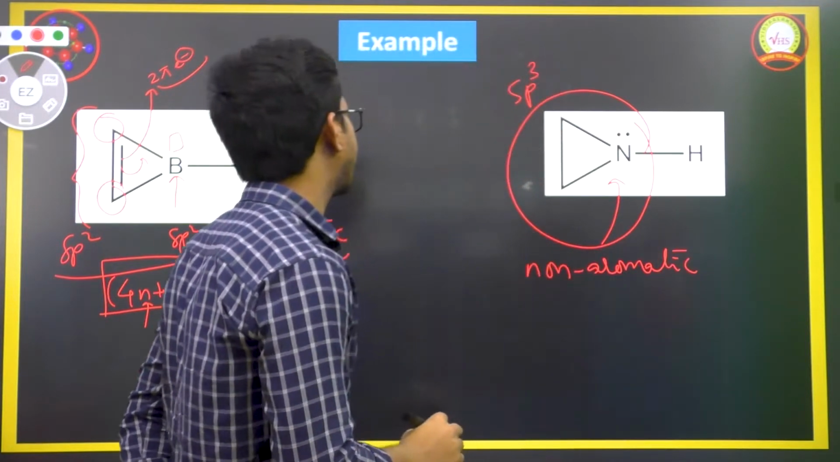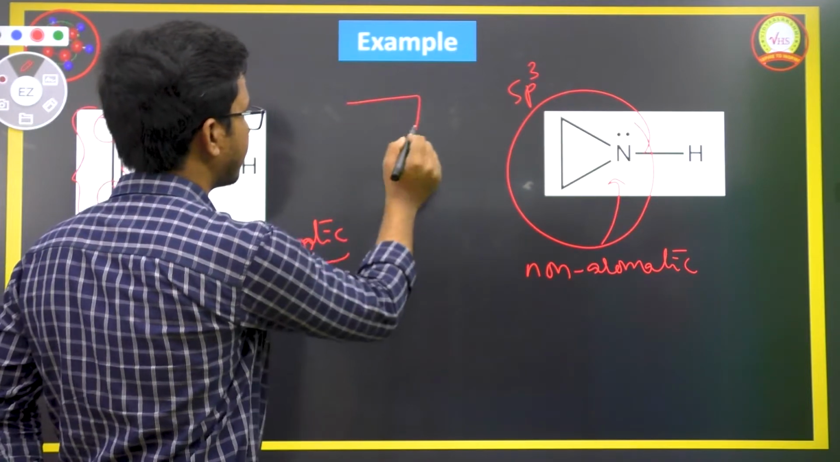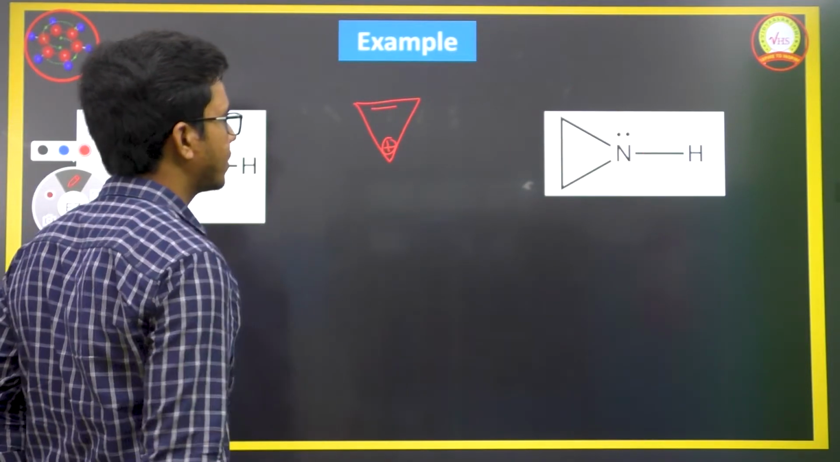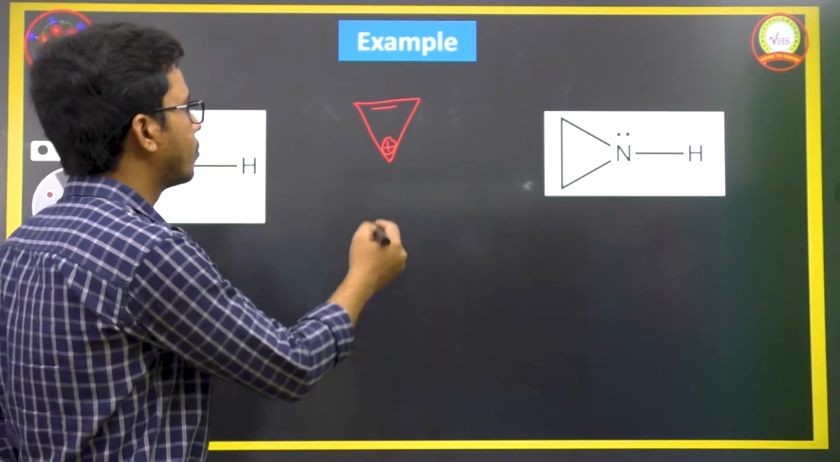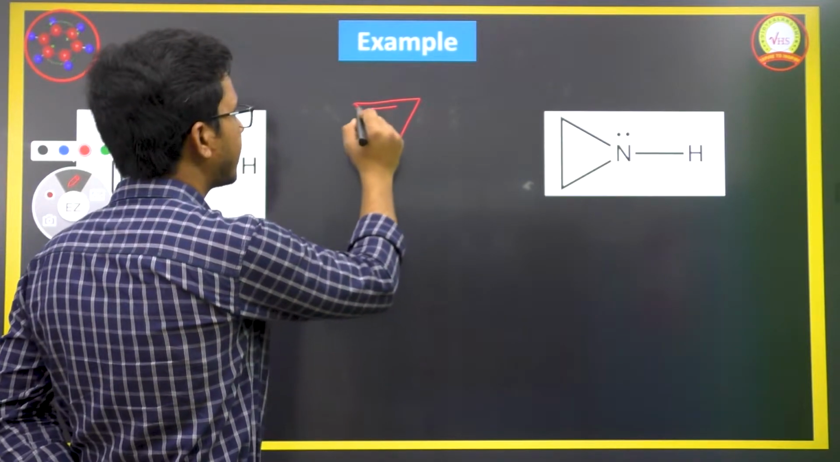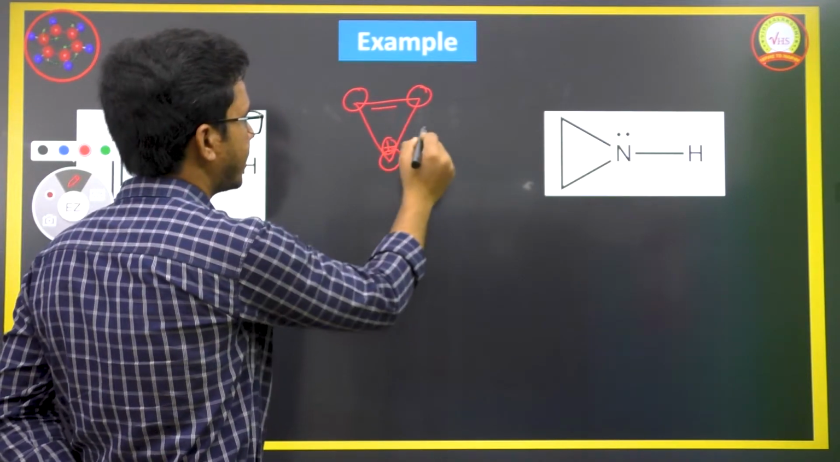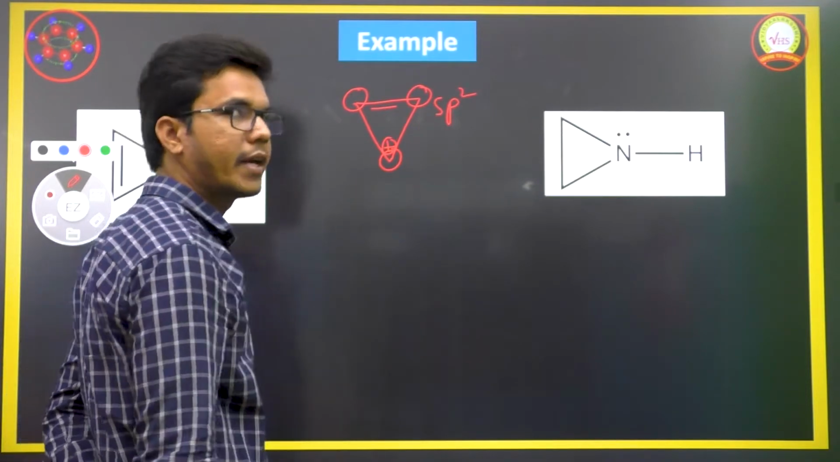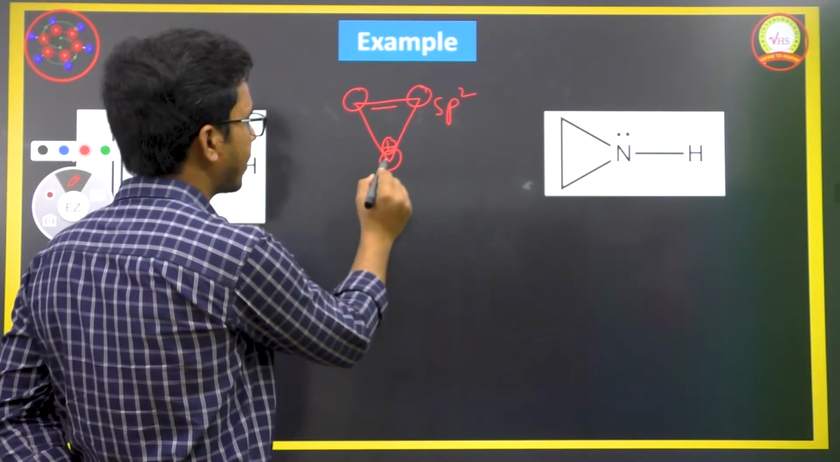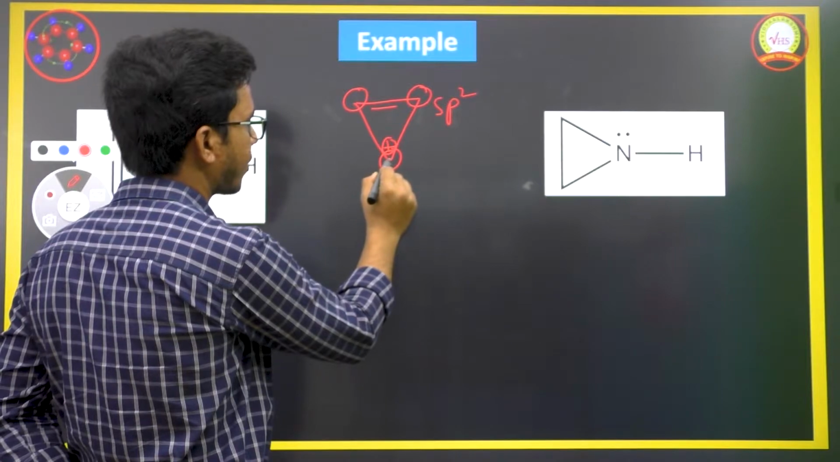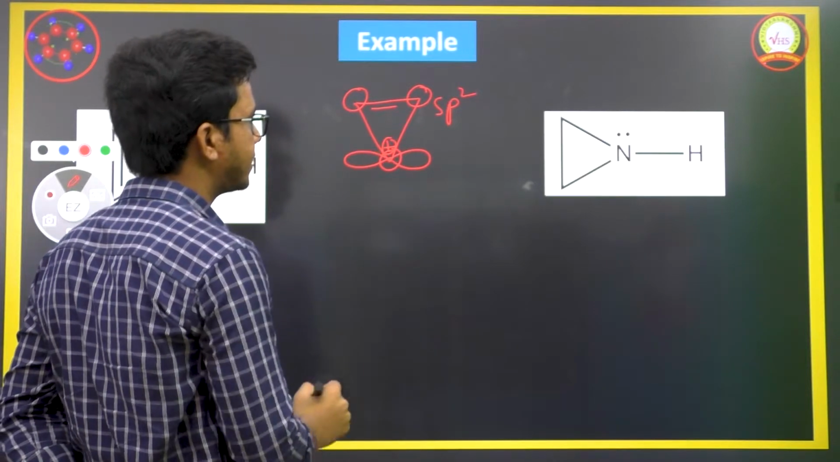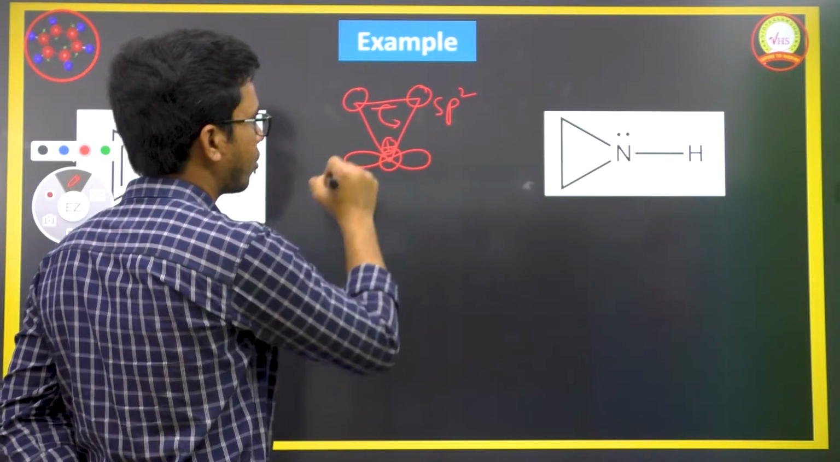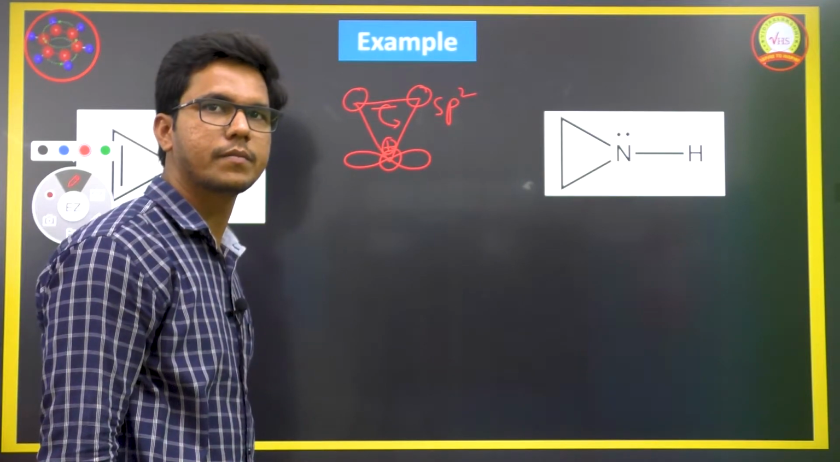For example, let us take another example here. In this one, what do we have? We have 3 carbons here. All the 3 carbons are of sp2 hybridization only. Here we have an sp2 hybridized carbocation, and one vacant orbital is there, by which delocalization can completely take place here.